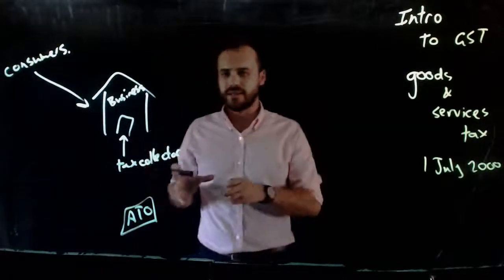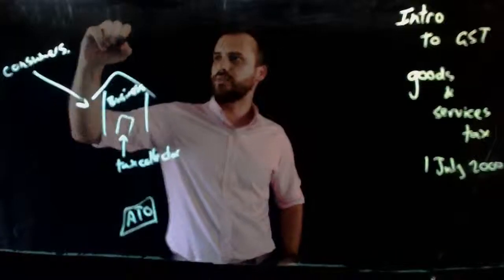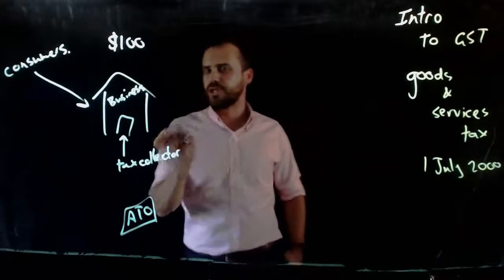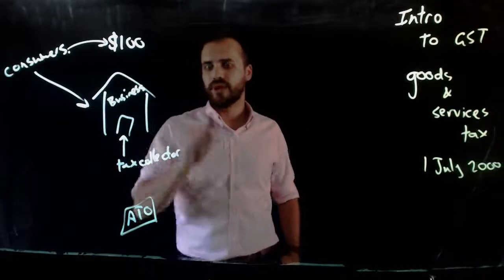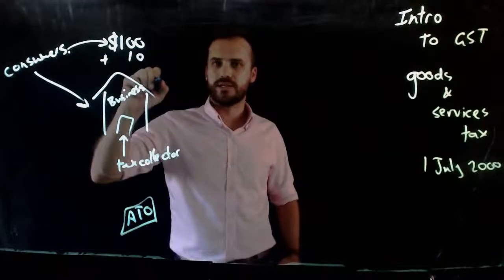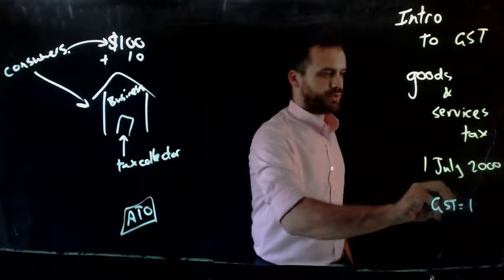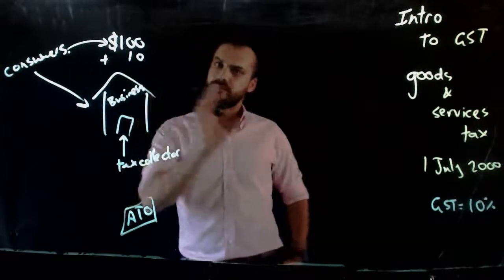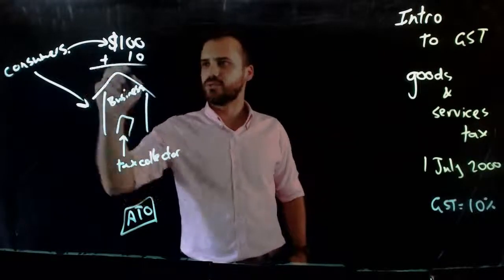Okay, so let's think about how this happens. Business sells something. Let's say they sell it for, I don't know, $100. Now that's a pre-GST price. So if a consumer wants to buy that, they don't pay $100. They pay $100 plus the GST, which hopefully you guys already know. GST equals 10%. Nice round number here. Maybe that'll change in the future. That means that the consumer pays $110.